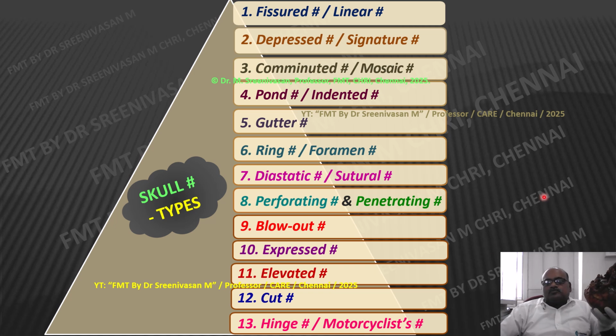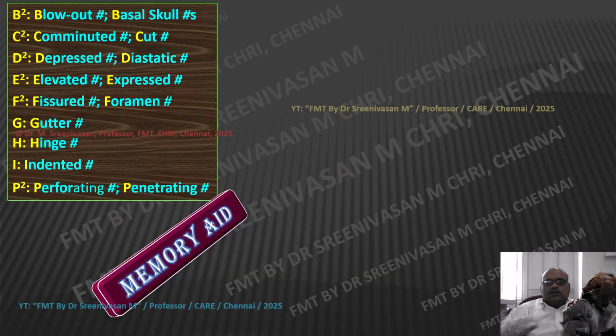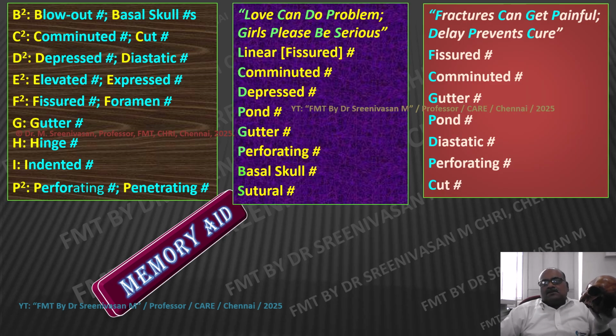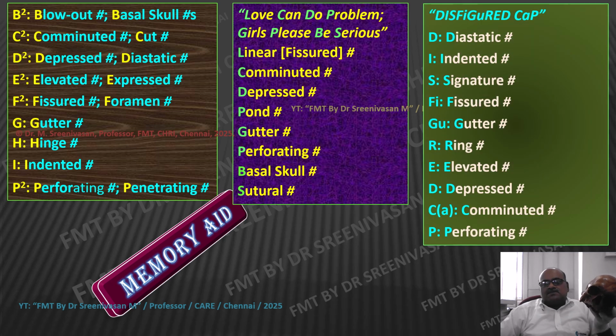So these are all the different types of skull fractures. These are the various mnemonics helpful to memorize these various types of skull fractures. These are all the various memory aids, right?